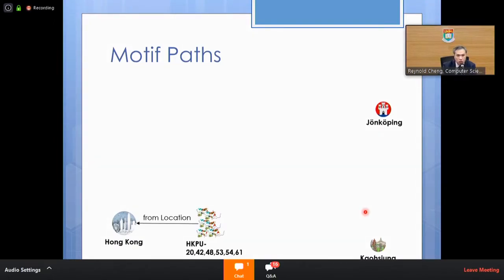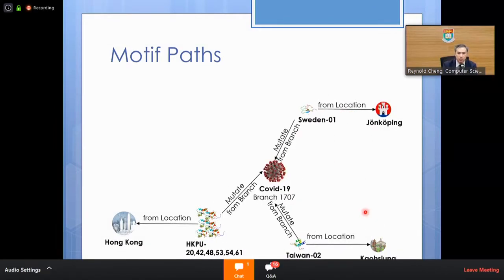And so we can find, for example, the samples of virus from Hong Kong, and from different cities as well. Now, interestingly, even though these strains come from different cities, from the knowledge graph we find that they all belong to the same branch of COVID-19 called branch 1707. And this COVID-19, of course, has the host of human.